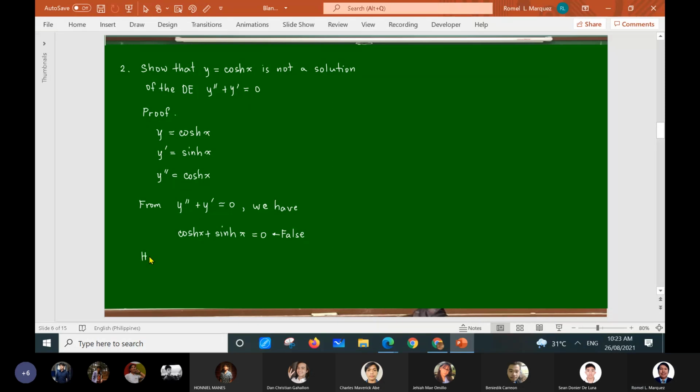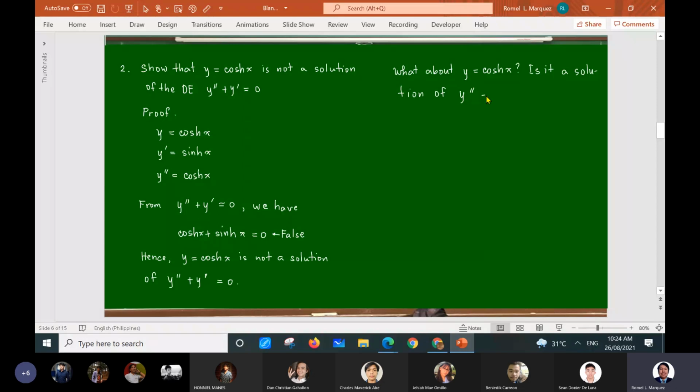So hence, we say that what? y equals hyperbolic cosine x is not a solution of y double prime plus y prime equal to 0. Okay? What if you're asked, what about y equals hyperbolic cosine of x, is it a solution of y double prime minus y equal to 0?